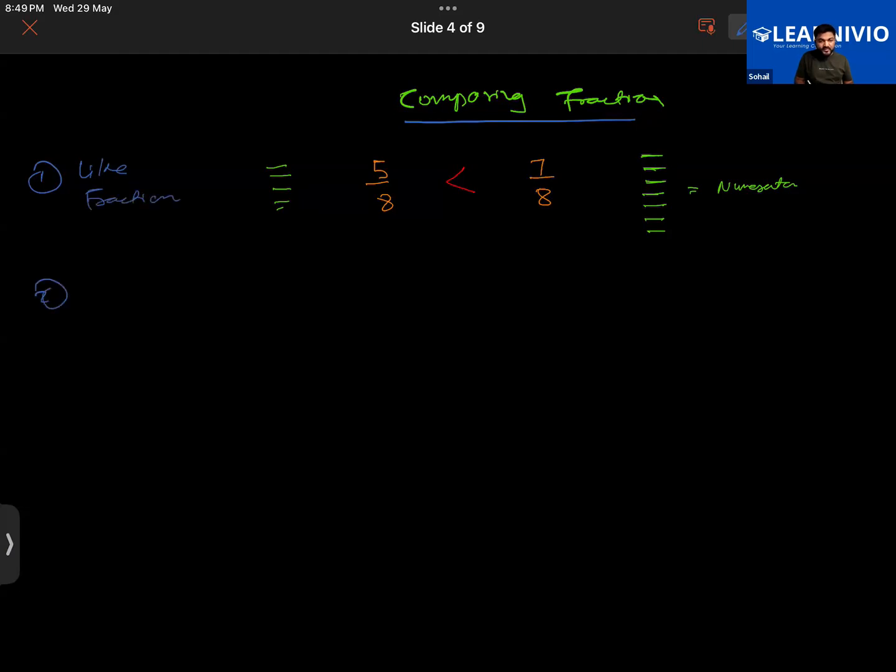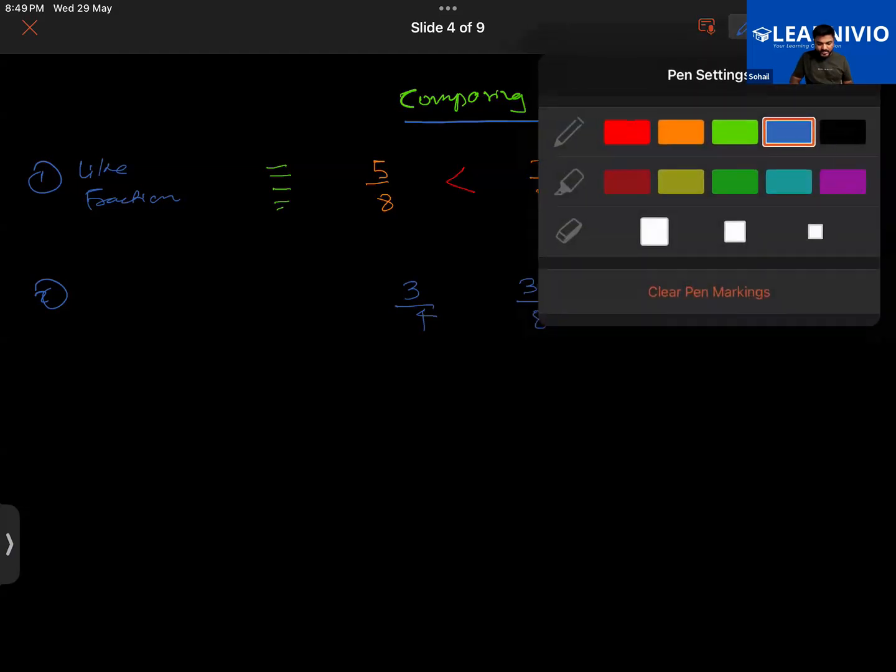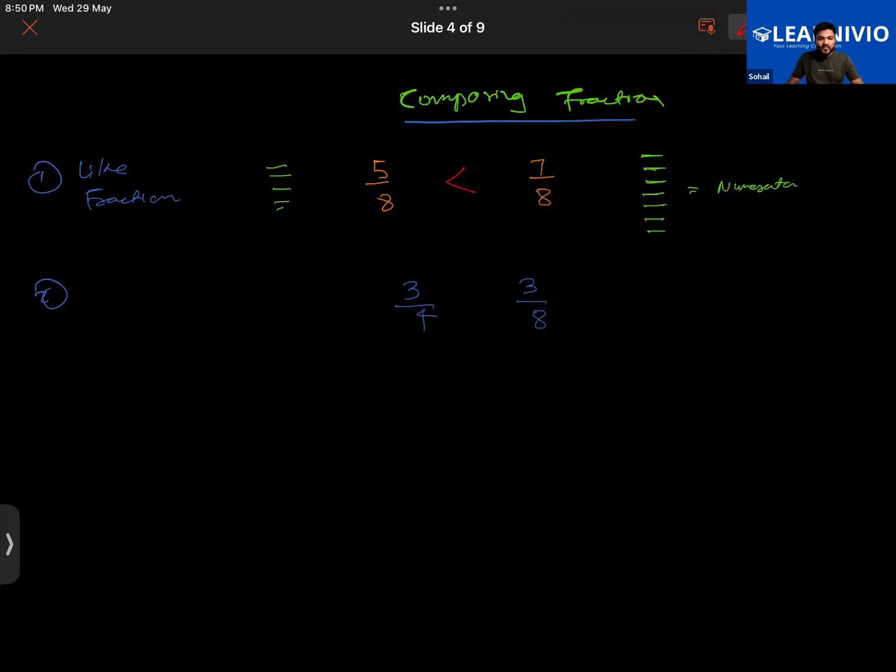Now say you have unlike fractions like this, 3 upon 4 and 3 upon 8. Their denominators are different. In this case, how are we going to compare them? Compare with the denominator? No, that's not the way you are going to compare it. See what you can do. You can represent it in this manner, say, by making 4 divisions like this.